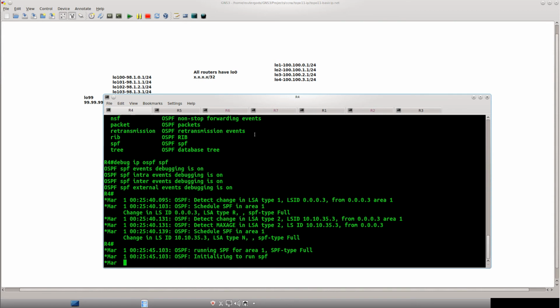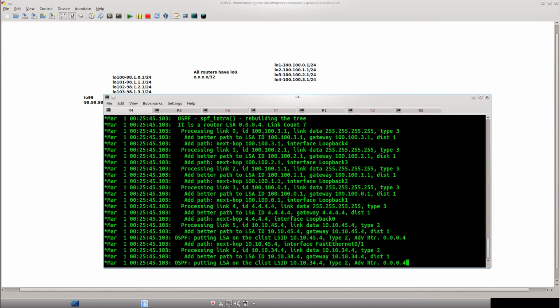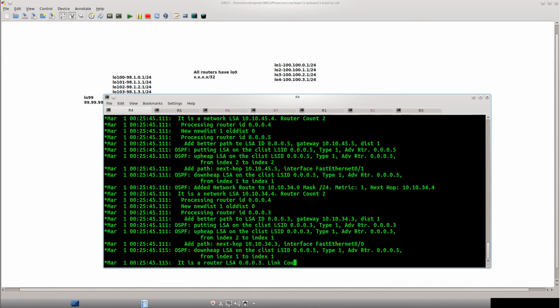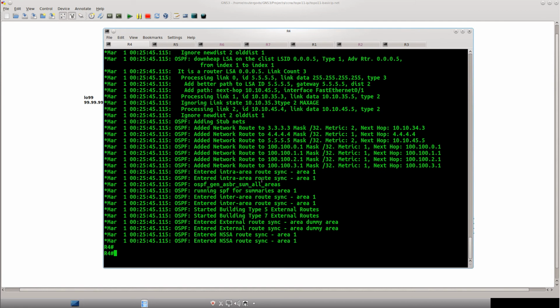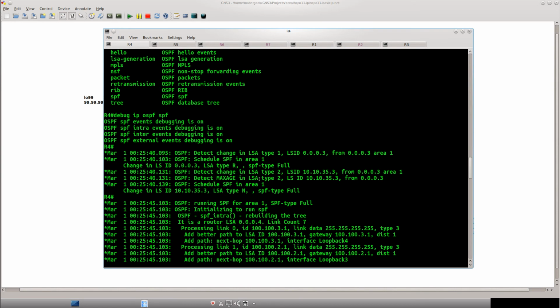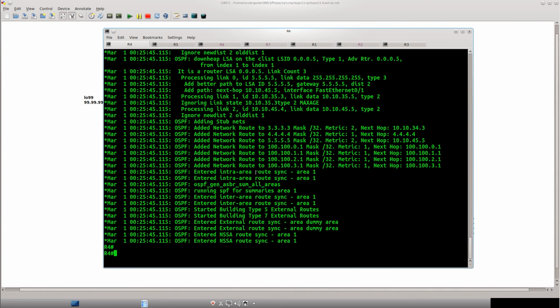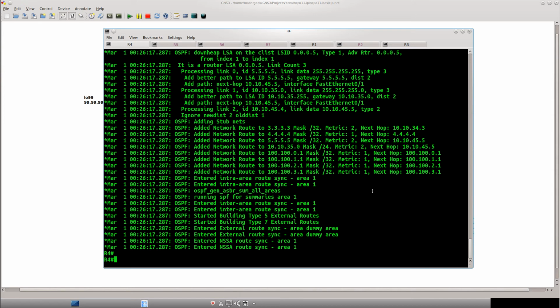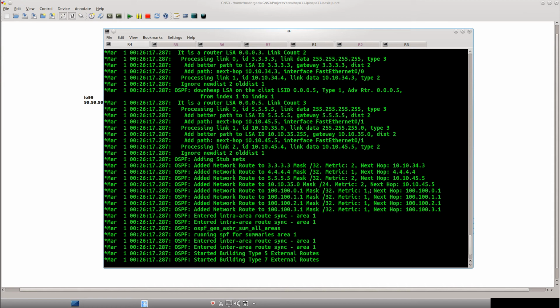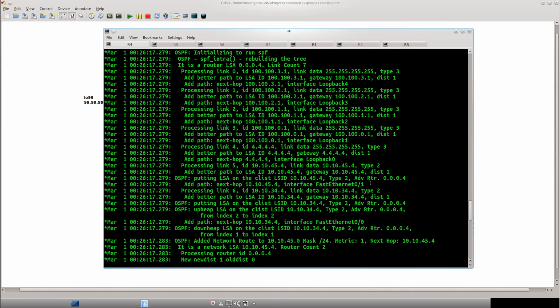Go back to R4 and you can see lots of stuff is happening. A whole bunch of stuff happened on router 4. Well, a whole bunch of stuff happened everywhere. Router 4 we had the debug running, so it's more visible. Okay, so we see all this stuff being generated. Let's take a look at one of these things.